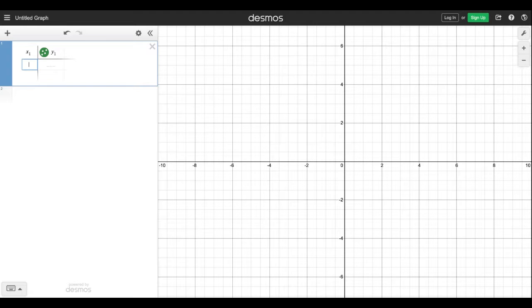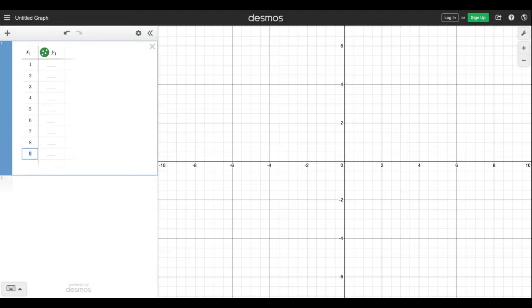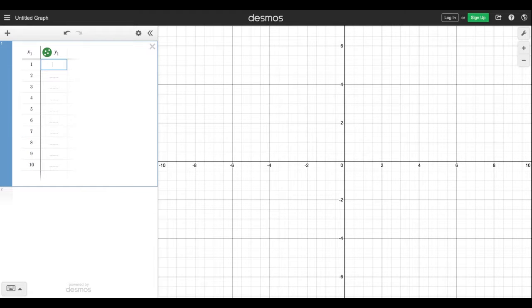So I'm just going to put in 1, 2, 3, 4, 5, 6, 7, 8, 9, 10, I believe. And over here, I'm going to put in my Y values. Okay, so it was 5.66, 5.81. And make sure you do it exact.